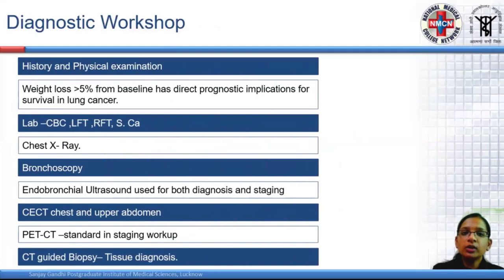So how do we proceed if the patient presents to us with suspected carcinoma lung? History and physical examination, of course, which is most important. If the patient gives a weight loss history of greater than 5% from baseline, it has a direct prognostic implication for survival in lung carcinoma. Labs: CBC, RFT. Chest X-ray, of course, the primary investigation. Bronchoscopy, which helps even in biopsy of the tissue. Endobronchial ultrasound, which is used in both diagnosis and staging. CT chest and upper abdomen. PET-CT, standard in staging workup, and CT-guided biopsy for the diagnosis.